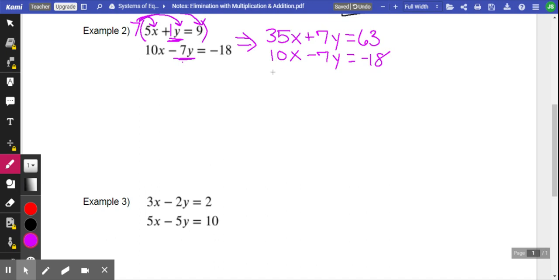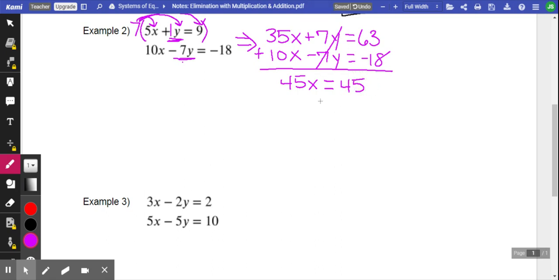So now that everything is rewritten and still nice and lined up, I can add my two equations together. 35x plus 10x gives me 45x. Positive 7y plus negative 7y, there's my opposites. They're going to cancel out because they'd equal 0. Equals 63 plus negative 18. Typing that in my calculator quick so I don't make a mistake. 63 and negative 18 gives me 45.